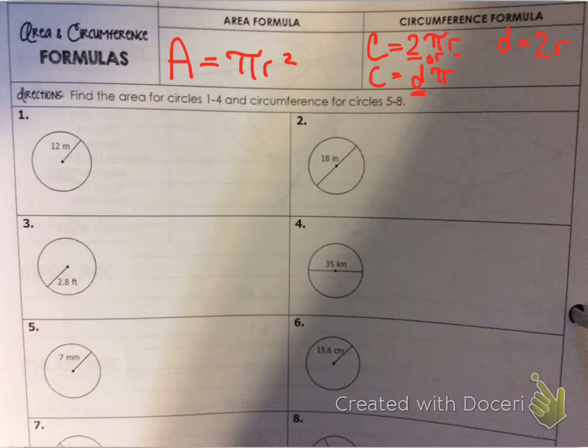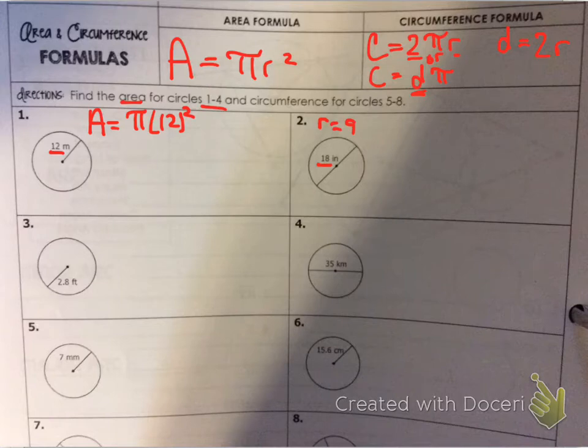So like if you look at number 1, we have the radius there. Number 2, notice we don't have the radius. We have to divide by 2. So 18 divided by 2 gets me 9, and that's the radius. Even on number 4, you would have to divide that one by 2 to get the radius. So here I would say, okay, pi r squared. I'm going to find the area because notice on numbers 1 through 4 I'm doing area, and on 5 through 8 I'm supposed to be doing circumference. So always make sure you read the directions.